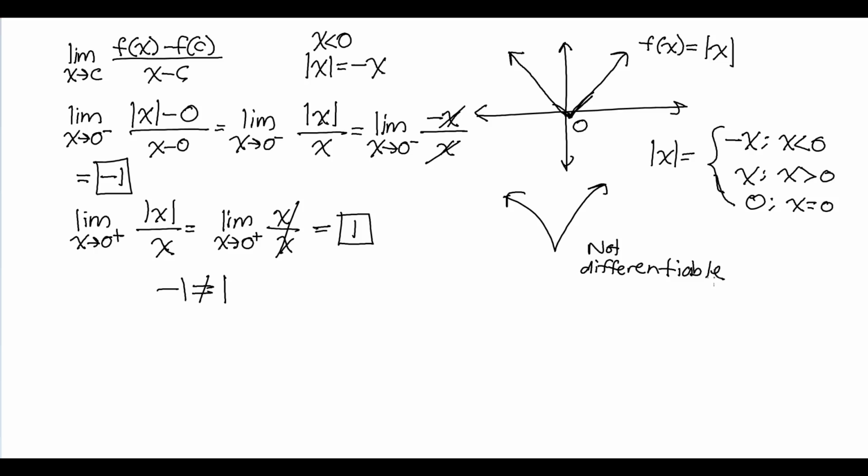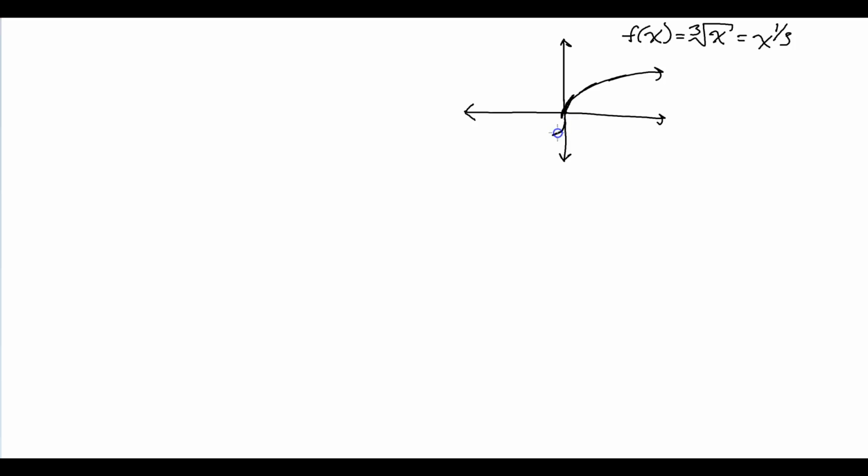And there is one more type of function we're going to look at. So we're going to look at the function f of x is equal to the cube root of x, or x to the 1/3, which basically looks like this. Okay. So just like the last one, it's continuous everywhere. However, we're going to first check this point since it's a little bit suspect of a point that's not differentiable. So what we're going to do is test out x equals 0.